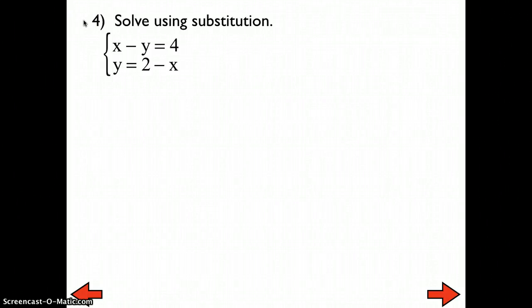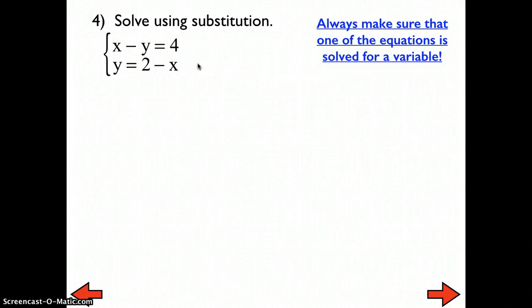Okay, so today we will be solving systems using the substitution method. So, first step to solving using the substitution method is you need to make sure one of the equations has a variable that's already solved for. What does that mean? You're looking to find an equation that has a variable that's already isolated.